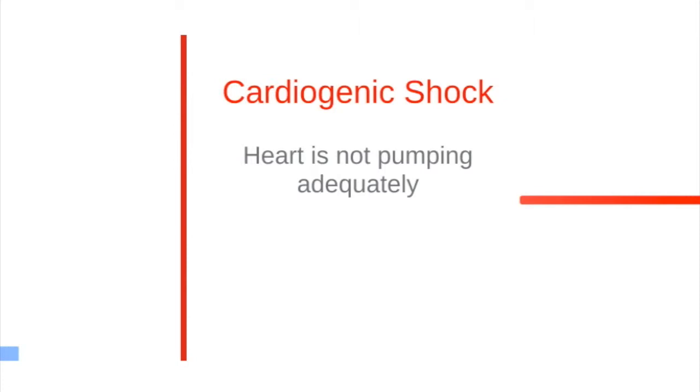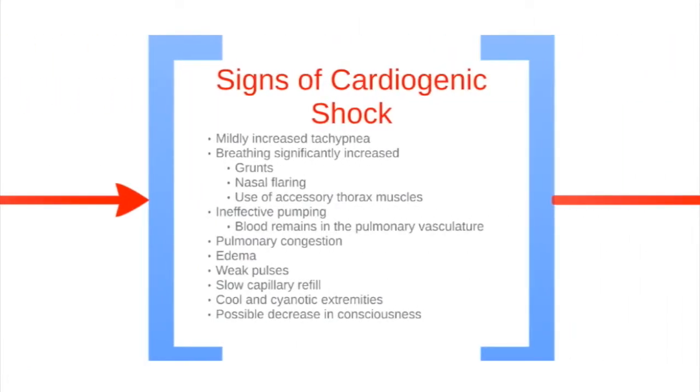Cardiogenic shock occurs when the heart is not pumping adequately. The signs of cardiogenic shock are as follows. Mildly increased tachypnea, while the work of breathing increases, and the victim may show signs of grunting, nasal flaring, and the use of accessory thorax muscles.